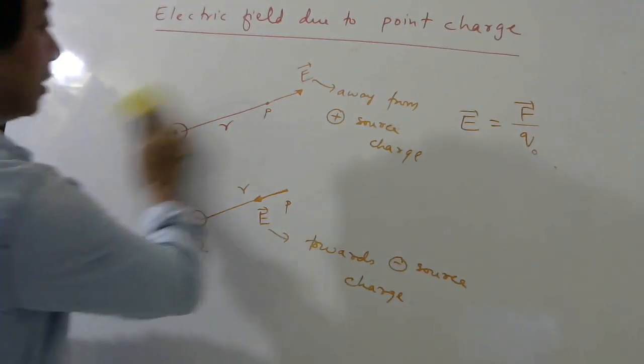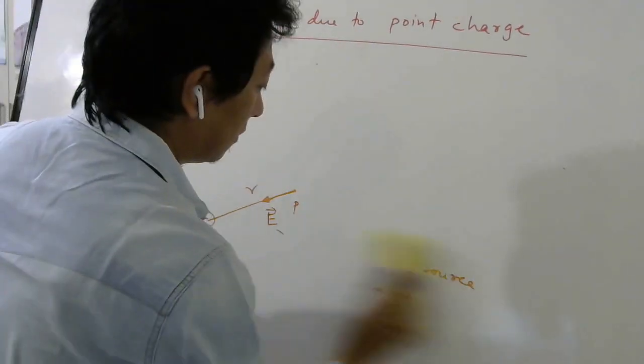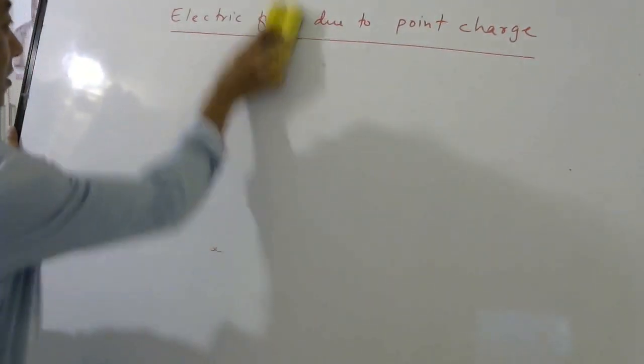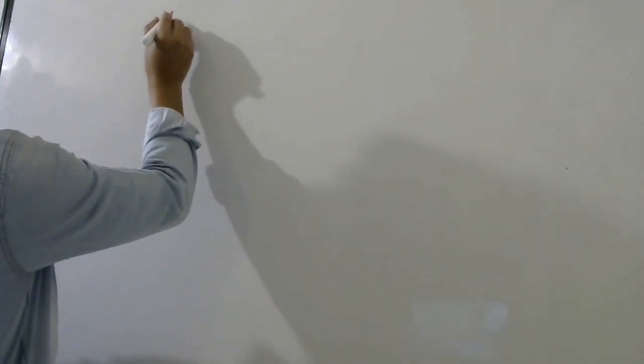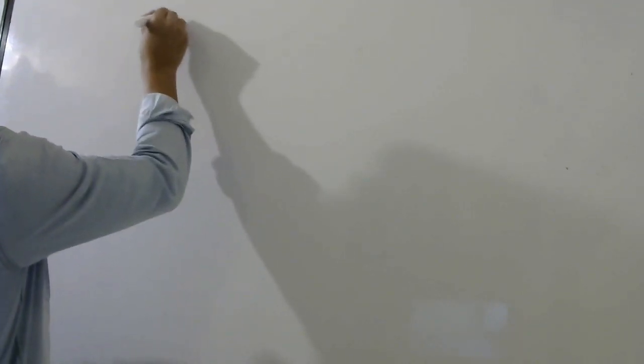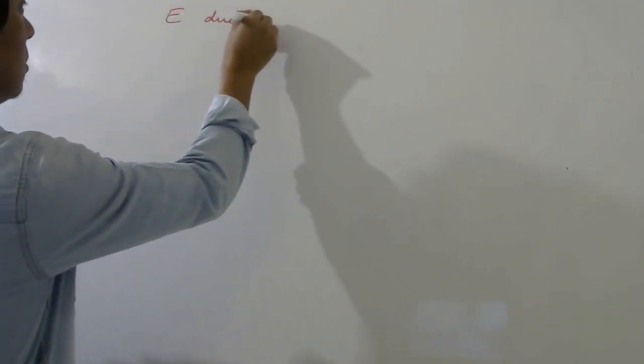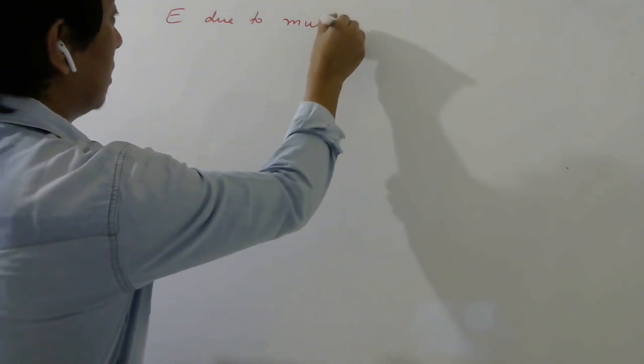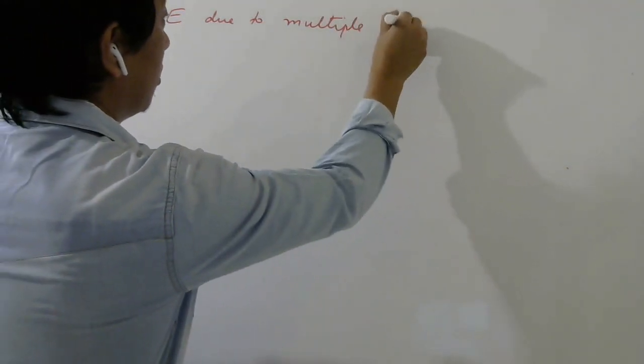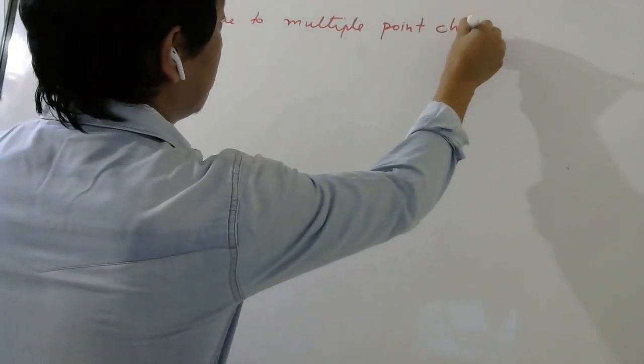Okay, now let us talk about what will happen if there are multiple point charges. Then you know what to do. Just apply the superposition principle. So, electric field due to multiple point charges.